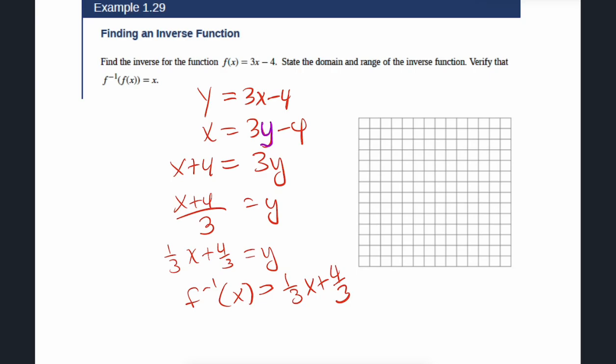Now, they want us to state the domain and range. So we found the inverse. We're going to talk about domain and range. We're going to graph it. We're going to do all the algebra and all that good stuff. Okay. So first, let's graph it.